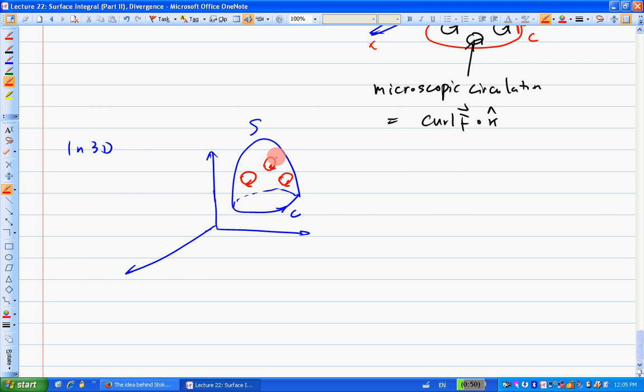Now basically the direction of the circulation is indicated by... actually, I drew the wrong direction. The other direction. Okay, let's say this is the direction we're talking about here, because my C was drawn in the other direction. Yes, that's right. So for this particular one here, the microscopic circulation will equal the curl F.